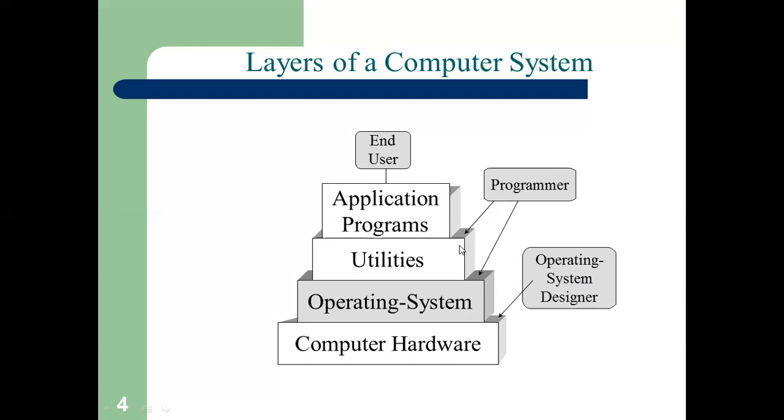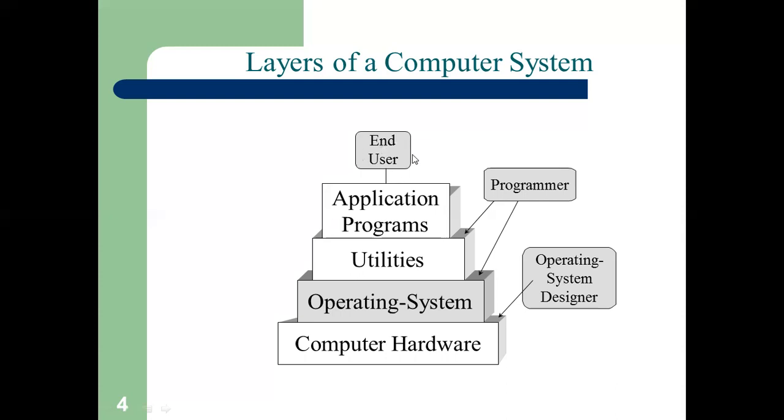Now you can see here the utility programs. These are also written by programmers. Application programs are also written by the programmer. So the main function of the programmer is to write various types of application programs or utility programs or the operating system, this system software.